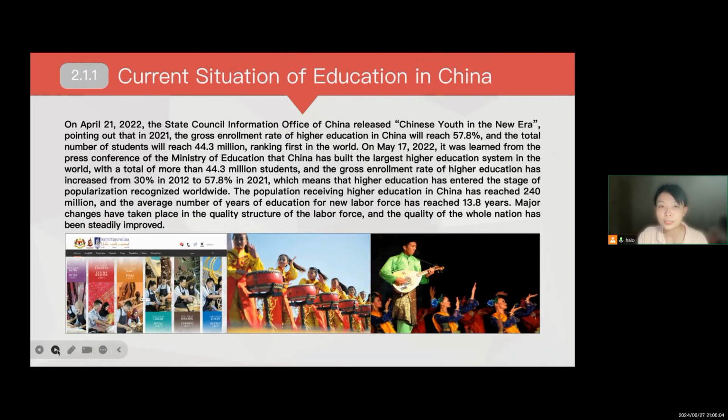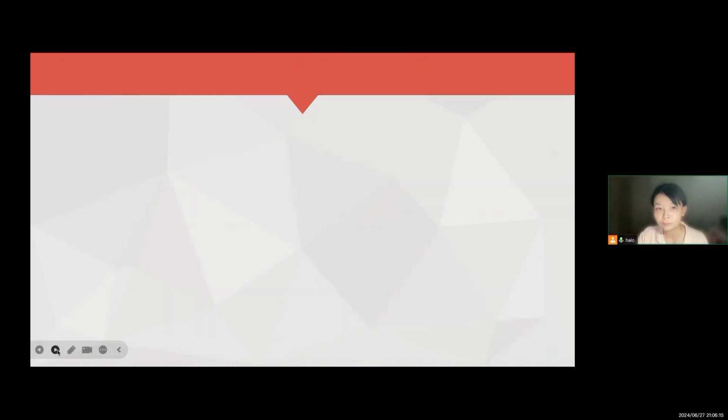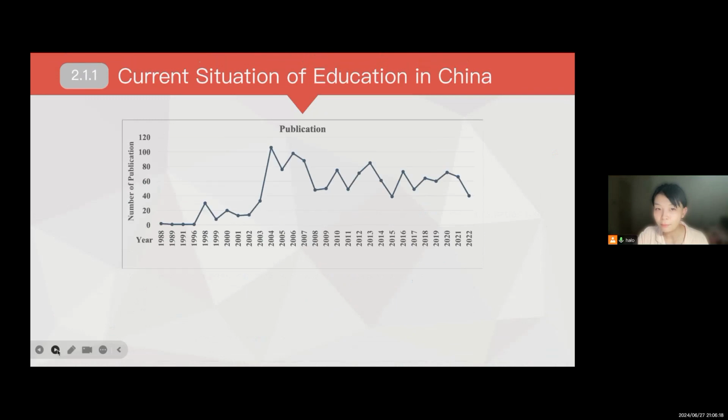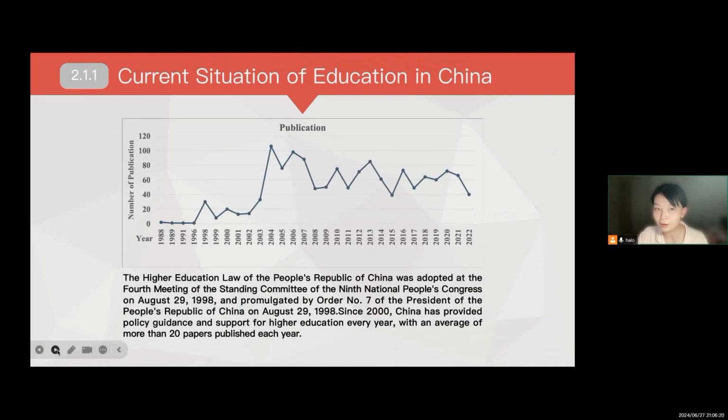So first, as you can see, the current situation of education in China. This is statistics of the Chinese educational current situation. There is a diagram of the publication number of a publication. As you can see, the Higher Education Law of the People's Republic of China was adopted at the fourth meeting of the Standing Committee of the Ninth National People's Congress on August 29, 1998.